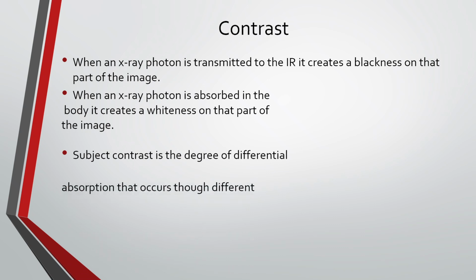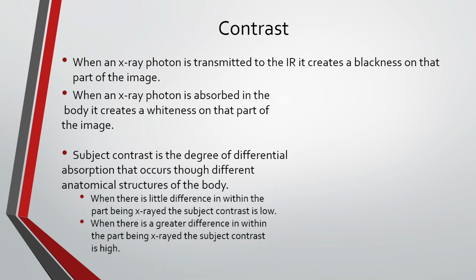Subject contrast is the degree of differential absorption that occurs through different anatomical structures of the body. So there's the concept of contrast of the final image, which would be like the grayscale of the image, which could be high or low. There's also subject contrast, which is the degree of differential absorption that occurs throughout the body. Remember, the difference in the transmission and absorption of different tissues is called differential absorption.